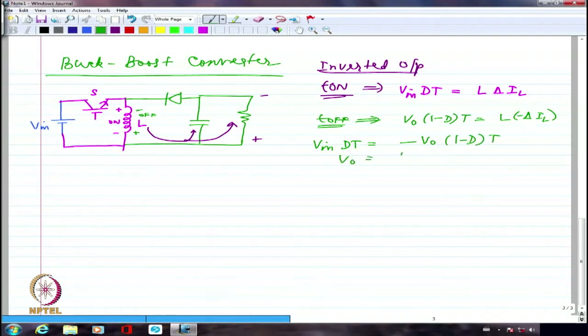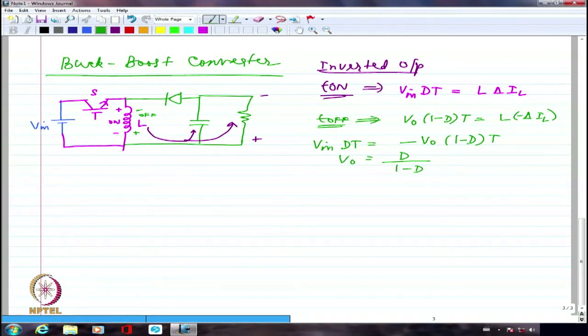The negative sign essentially indicates that the voltage is in the opposite polarity. The output voltage is in the opposite polarity as compared to the input voltage. So you don't even have to put the negative sign as long as you understand that the voltage is in the reverse polarity. Right? So let us try to now look at the waveforms for this converter again.